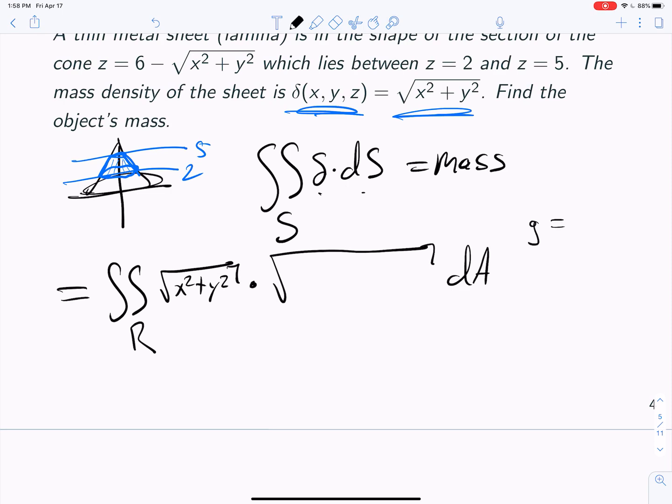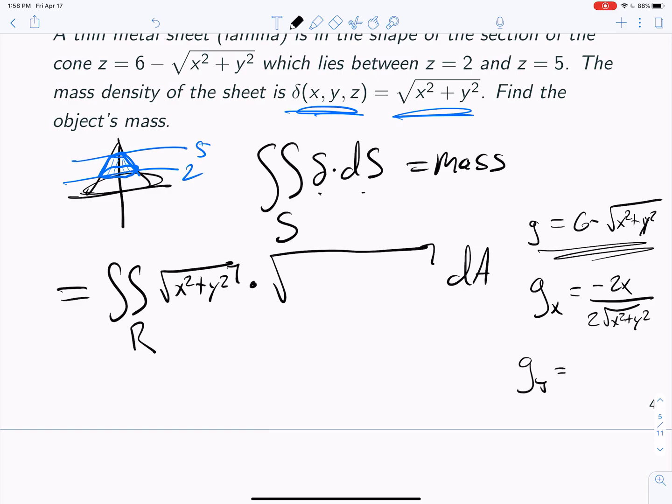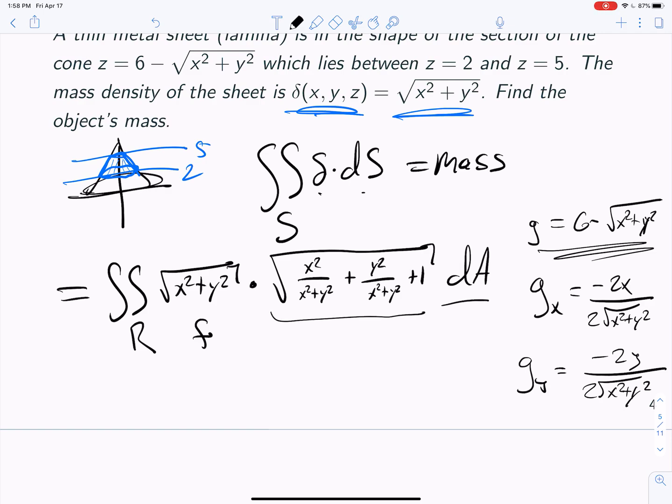So that g function is 6 minus root x squared plus y squared. That's the cone, right? The cone is giving you the surface. If you take gx, you're going to get, what, negative 2x over 2 root x squared plus y squared. And gy would be negative 2y over 2 root x squared plus y squared. So when you square that, the 2's will cancel, you're going to get x squared over x squared plus y squared, and then you'll get y squared over x squared plus y squared, and then you'll get plus 1. So this is your f that we're integrating. This is the stretch factor times dA gives you ds, right? That's how this works out.